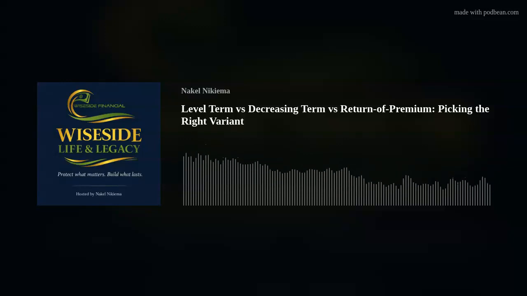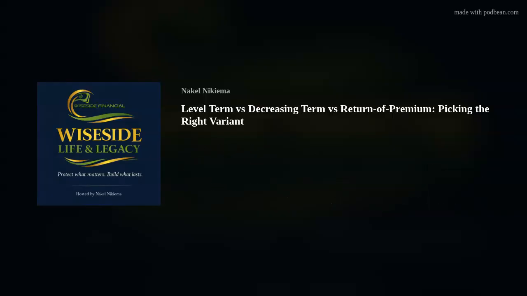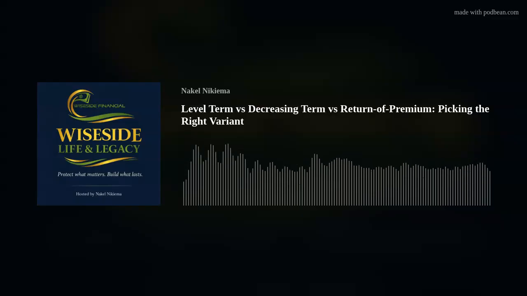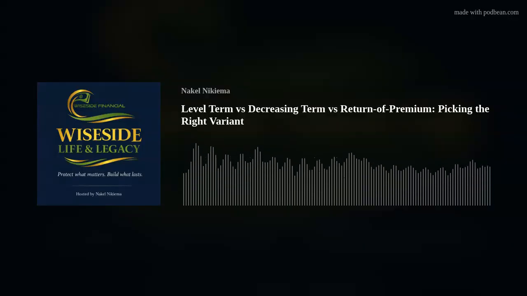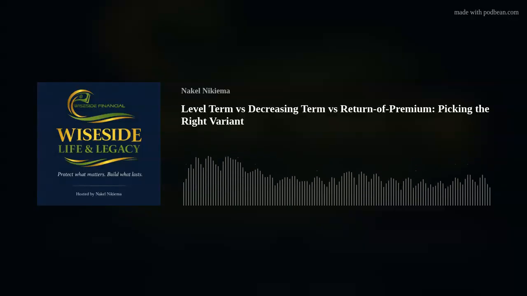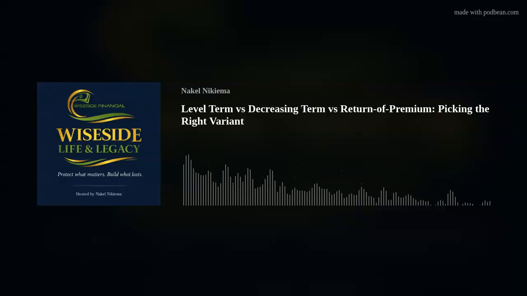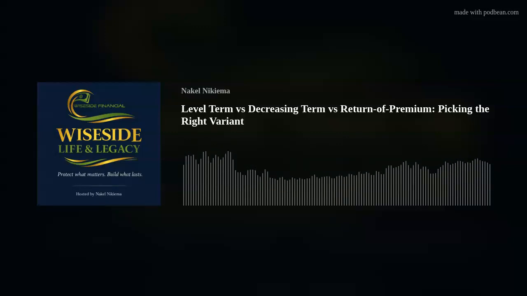So compared to level term, it's about $3,000 cheaper over the same time period. Now the real question is, when is that trade-off actually smart? Decreasing term can make sense when what you're insuring is also decreasing. The classic example is a mortgage. If your main concern is, if I pass away, I want the house paid off, then a decreasing benefit can line up with a mortgage balance that's falling as you make payments. In that specific kind of situation, decreasing term is doing something logical, matching your coverage to your shrinking obligation.